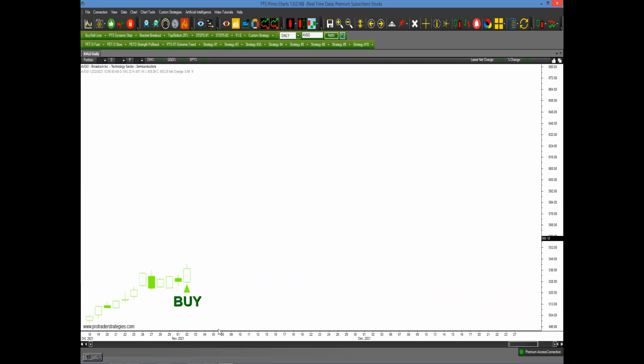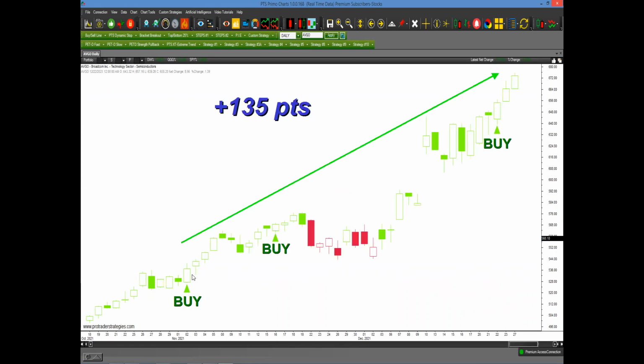AVGO, lastly, let's look at this example here. Buy signal was generated right at the top. That's okay, we don't care, because we could have potentially made 135 points coming into last week once again, okay?